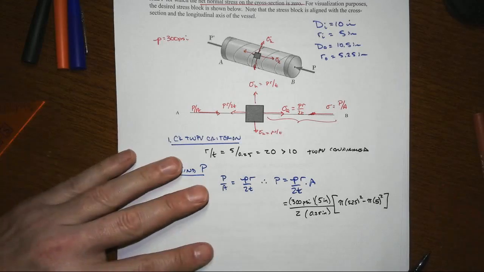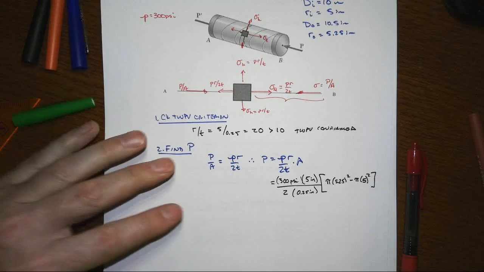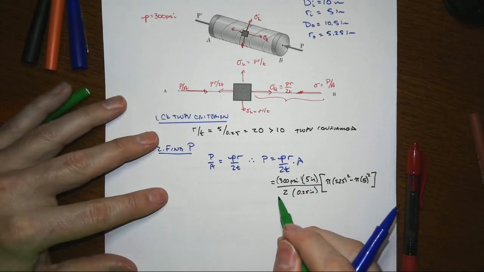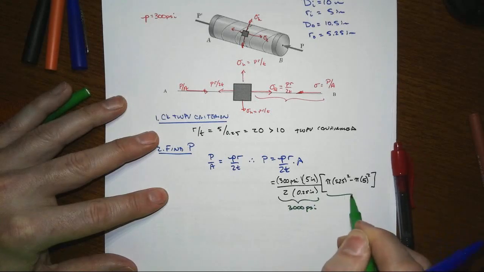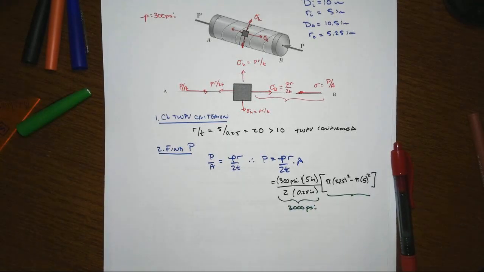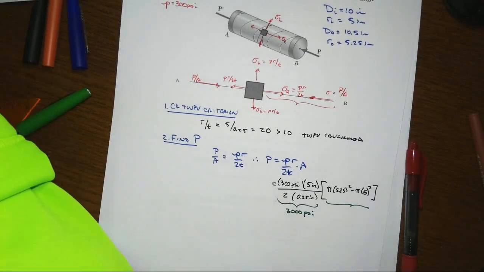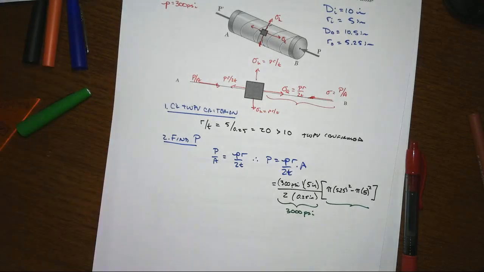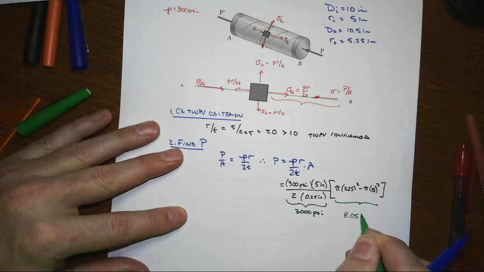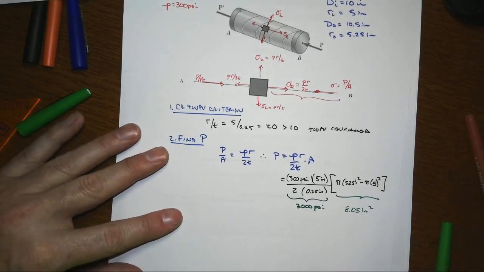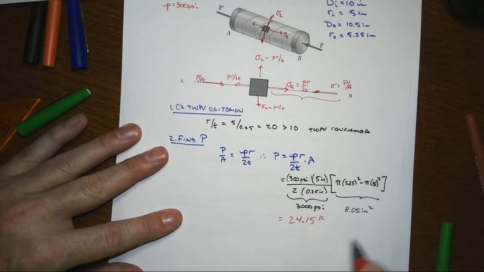Right? This first number will turn out to be 3,000 psi, and the second number will turn out to be 0.05 square inches, so that you'll have an answer that is 24.15 kips.